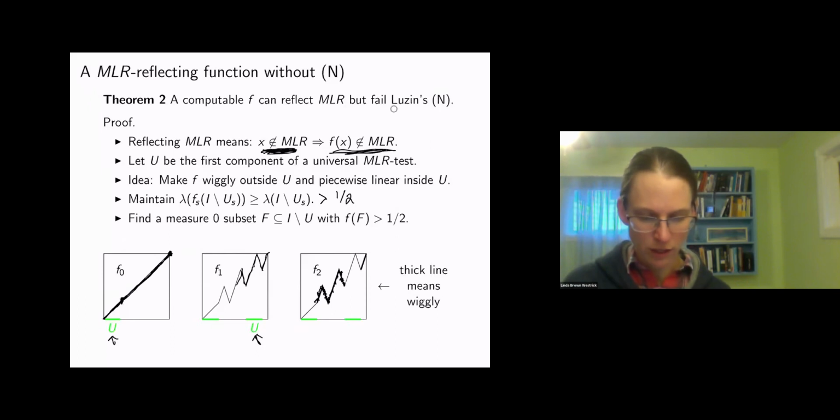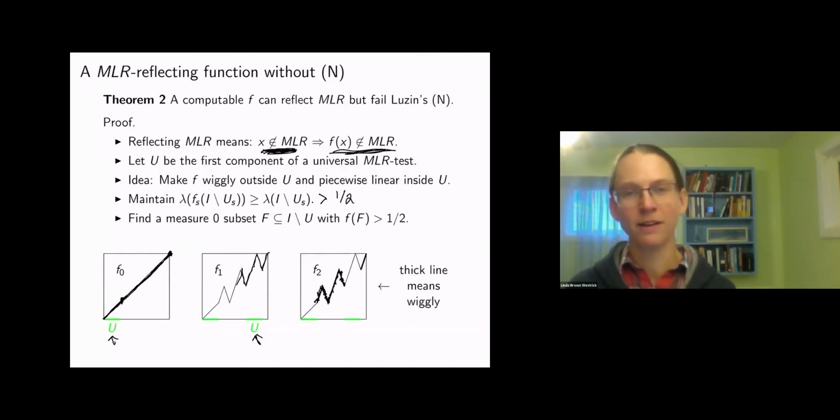We need to explain now why such a function would fail Luzin's N. Because basically what's been done here is we just wiggle, wiggle, wiggle like crazy on the outside of the universal Martin-Löf test. Well, that domain where we wiggled like crazy on it has a positive measure. And yeah, its range is this large amount of range that I've happened to preserve the ability to wiggle on. But so what? A set of positive measure got mapped to a set of positive measure. Like that's the usual situation.